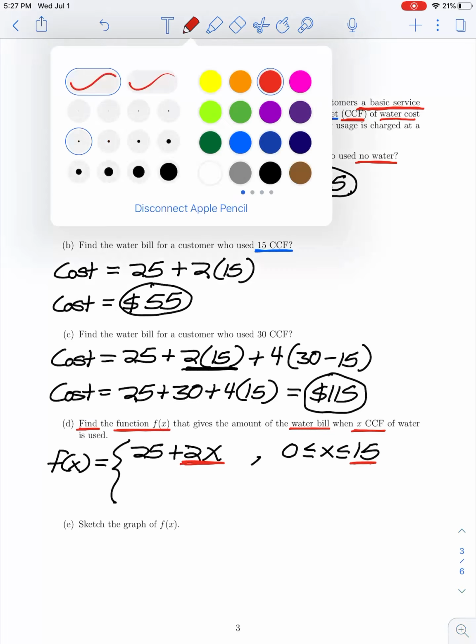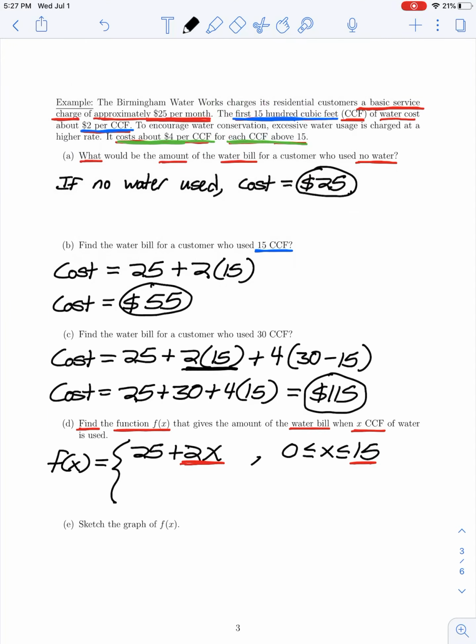Now, if we start to move past 15, our cost changes. So we found the cost for using exactly 1,500 cubic feet in part B was $55.